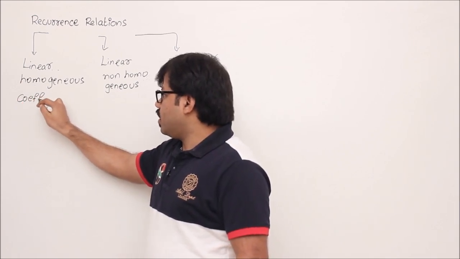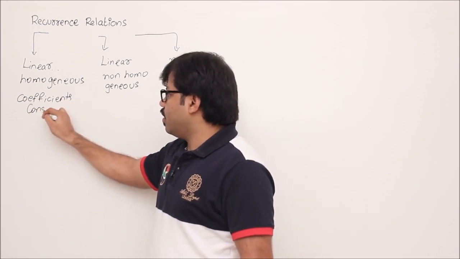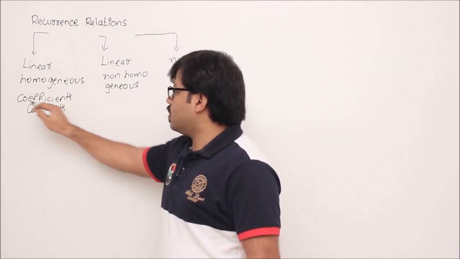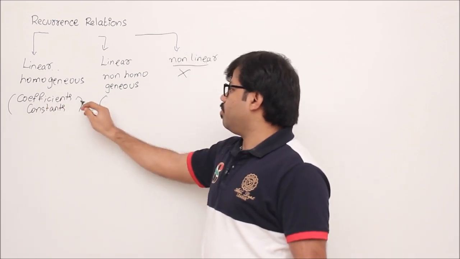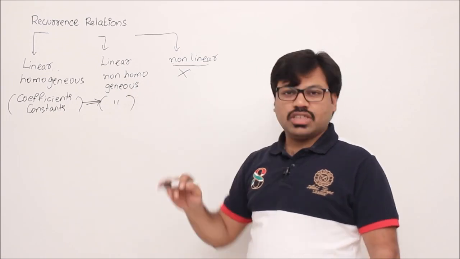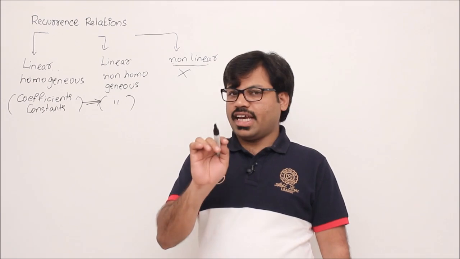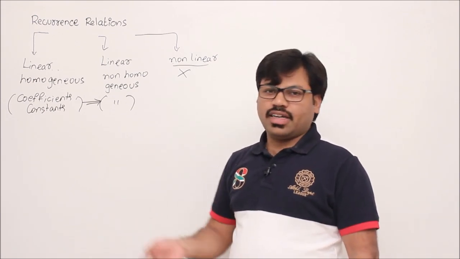So the coefficients should be constant. I will tell you what is coefficient here. So coefficient should be constants here and here. Here also same thing. Okay. I will give an example of a linear homogeneous recurrence relation with constant coefficients. Only for those do they have formulas to calculate the value.